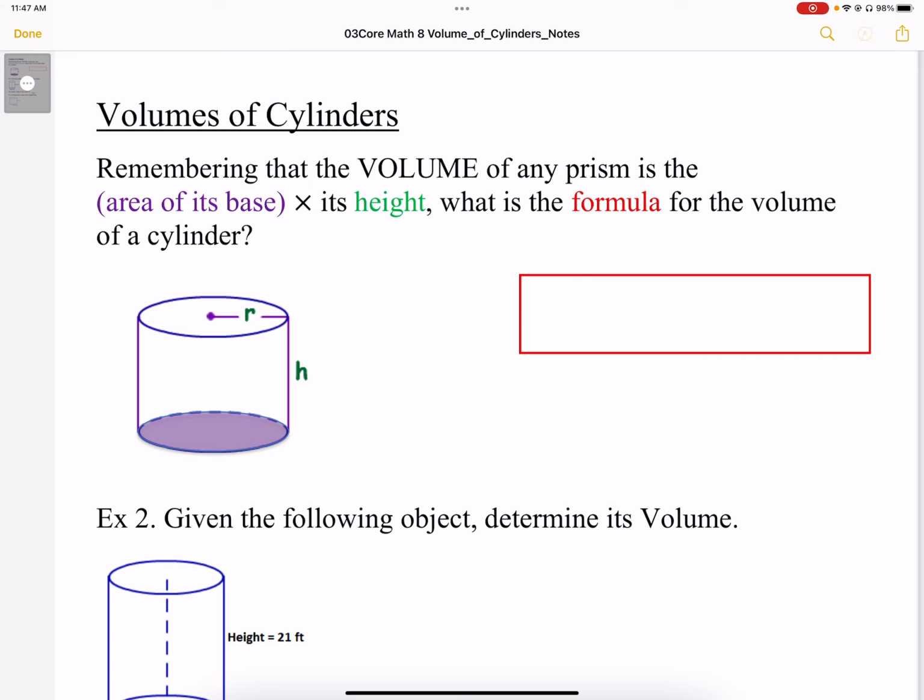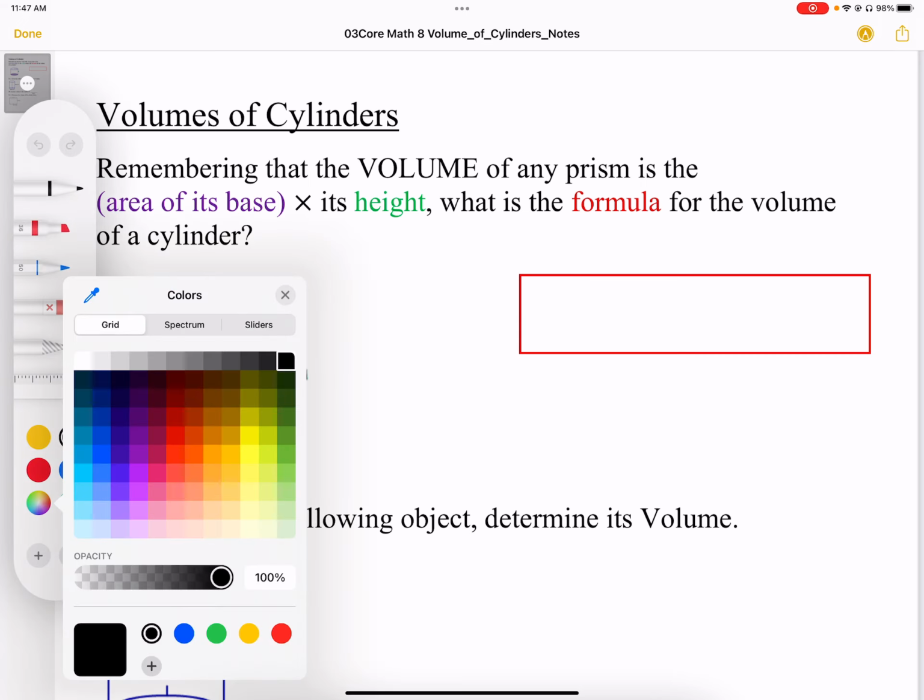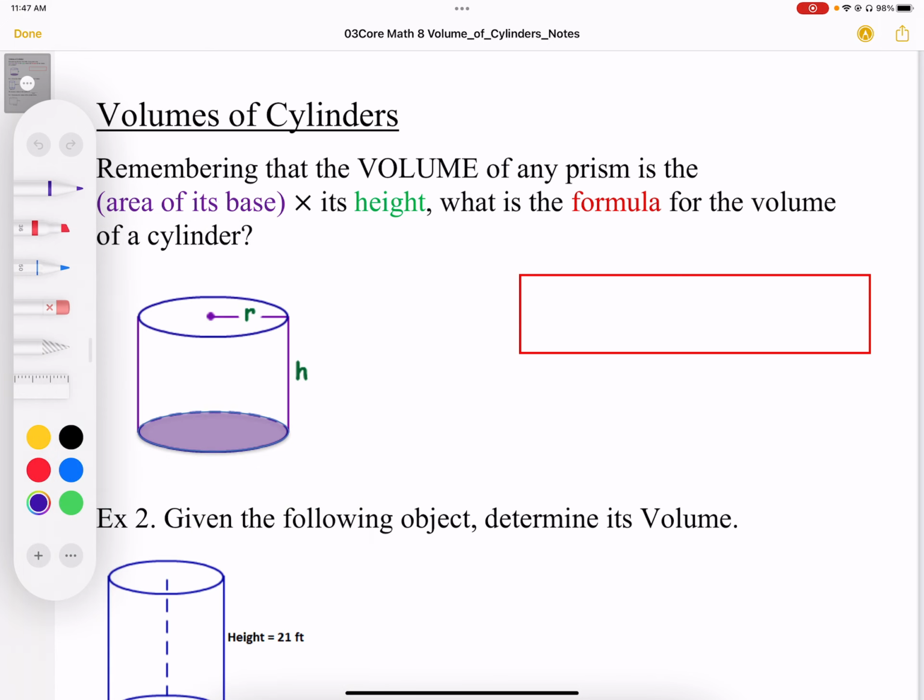So we're going to take that formula and we're going to use the volume of the cylinder is going to be the area of the base, which is pi r squared. That's our volume, pi r squared. And we're also going to give it thickness or height. So we're going to times that by height.